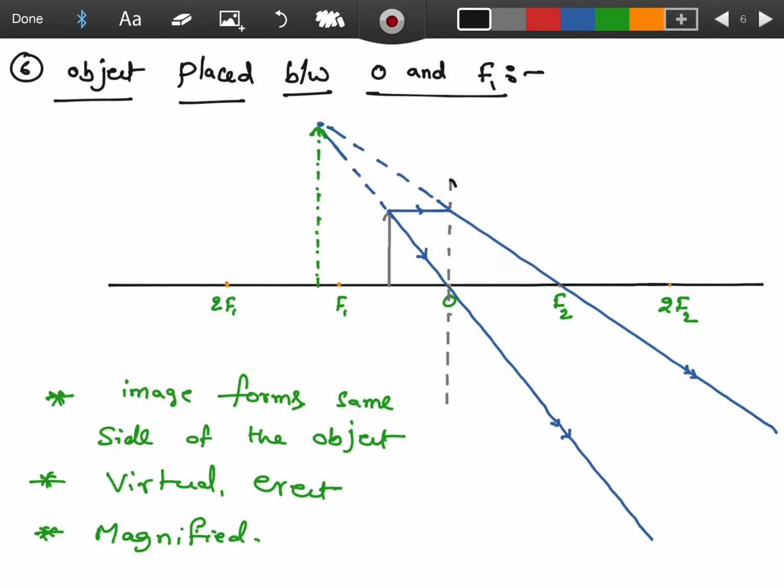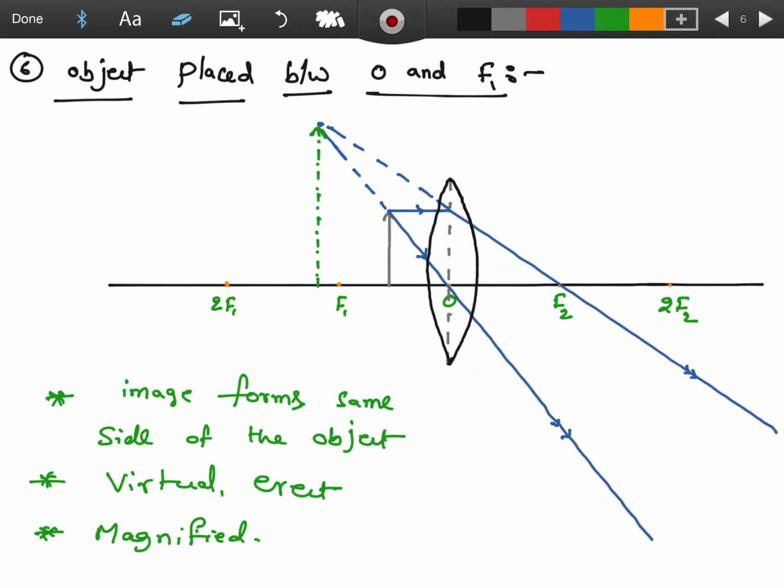Students, also complete the lens. This is the convex lens. So far we didn't get any virtual image. This is the special case of this convex lens, similar to the concave mirror. An object placed between optic center and focus, the image is virtual and erect and magnified, on the same side of the object.